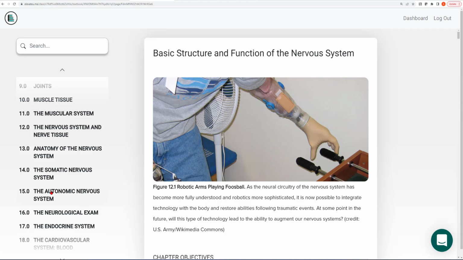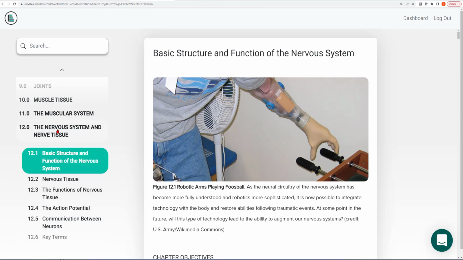We'll also be talking about the autonomic nervous system. We'll be talking about reflexes. We'll also be discussing special senses and a little bit from chapter 16 on the neurological exam. So all of this information will be on one exam, and that is exam 3.